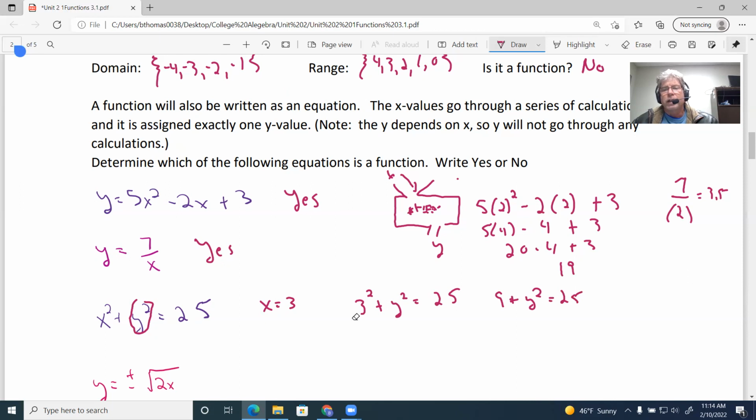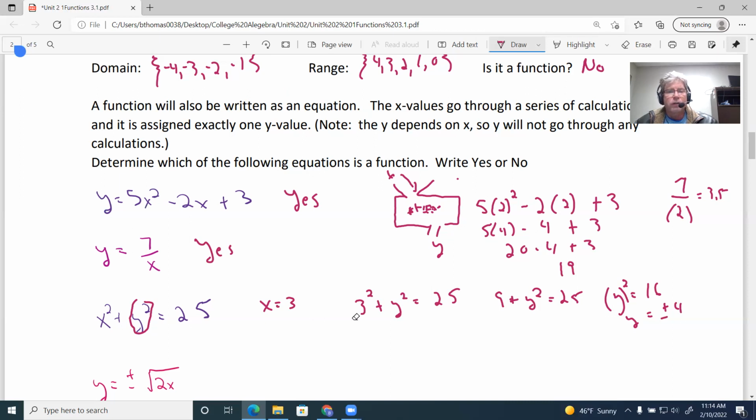And notice how if I subtract 9 from each side, I'm going to get this y squared equals 16. At this point, one of the things we look at is, if you square a number to get 16, y could either be a positive or a negative 4 here. So when 3 went in, notice how it actually could be assigned a 4 or a negative 4. So that y squared kind of causes an issue here.